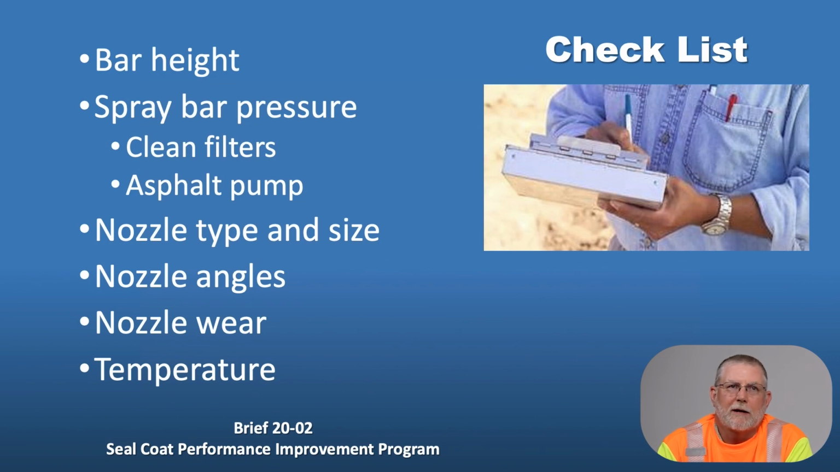Check your nozzle type and size. You can visually check the nozzle angles and make sure that they're correct. Nozzle wear. Ask the contractor when the last time he replaced his nozzles. If it's more than a year, you might want to suggest that he replaces them. Temperature. Check each distributor load of asphalt and make sure that we have the proper temperature. And if we don't, you need to instruct the contractor to heat the asphalt.